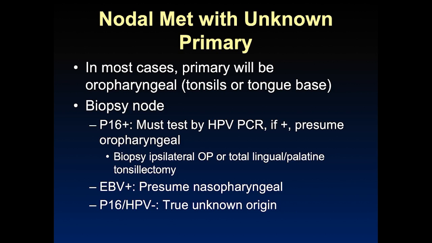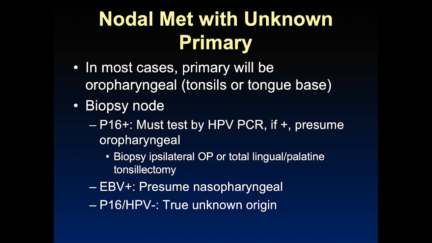So when you biopsy the node, you should send it for P16 testing. And if it is P16 positive, that suggests that it's HPV related. And we must then confirm that by performing the more expensive and involved HPV PCR testing. And if that's also positive, we're going to presume that this node is from an oropharyngeal primary. At that point, the head and neck surgeons will biopsy the oropharynx on the same side as the node, or perform a total lingual or palatine tonsillectomy in order to try to identify the primary site.